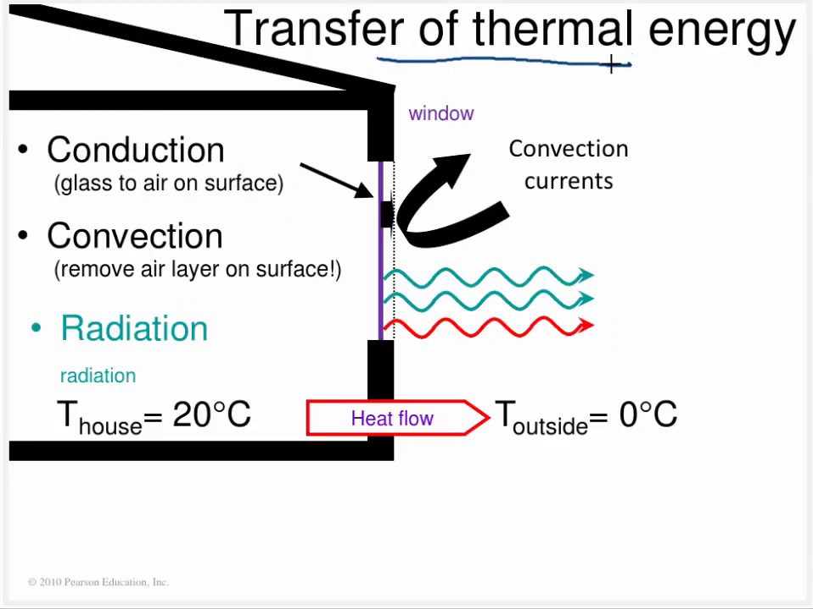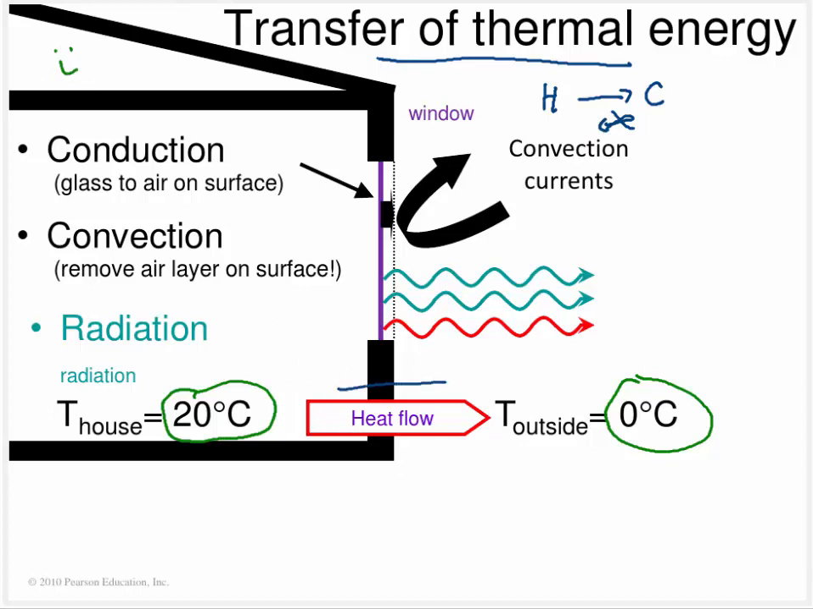Now, just a brief overview of these three methods of heat transfer, or the transfer of thermal energy. First of all, let's keep in mind that it's always going to flow from hot to cold. It's never going to spontaneously flow from cold to hot, so this is definitely not going to happen. If we think about having our house at 20 degrees Celsius, and maybe it's freezing outside, so 0 degrees Celsius, then this is you and your house. Then heat's going to flow in this direction, and it's going to do so in three ways.